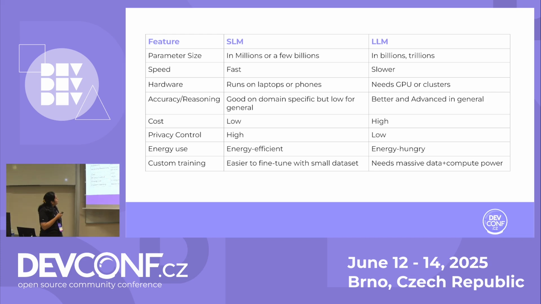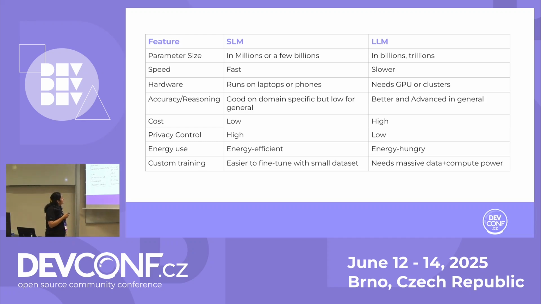Speed of response is faster in a small language model, and the inference output is slower in an LLM. Hardware: the good part of an SLM is that it can run on laptops, phones, and edge devices as well, because it's very lightweight compared to an LLM. However, for an LLM, we will need GPUs or clusters.